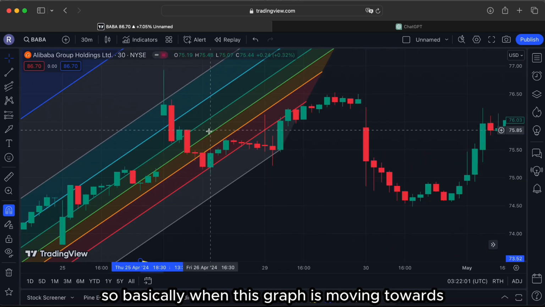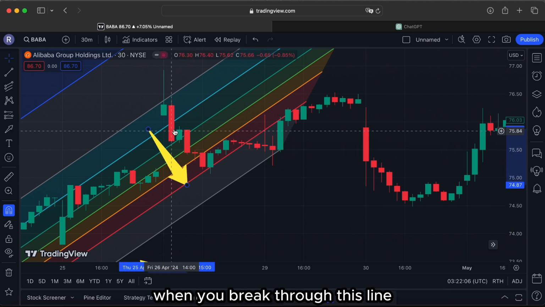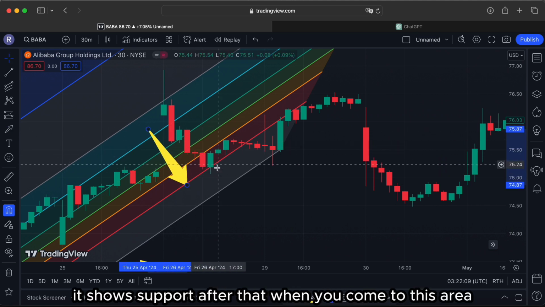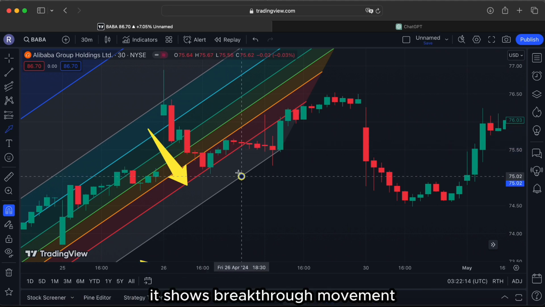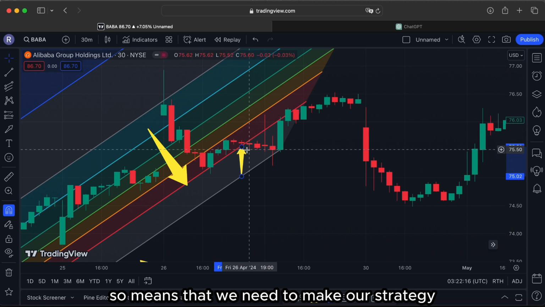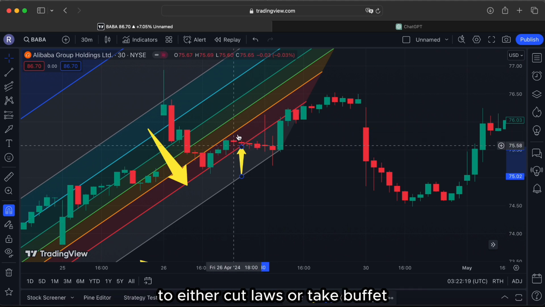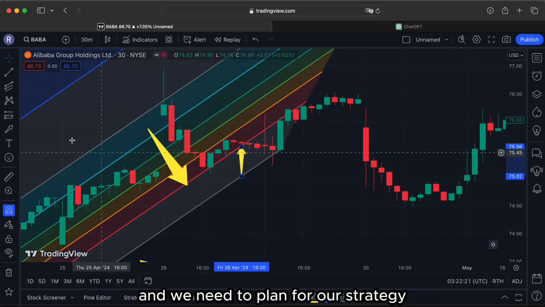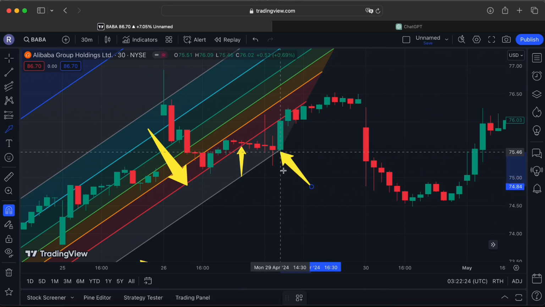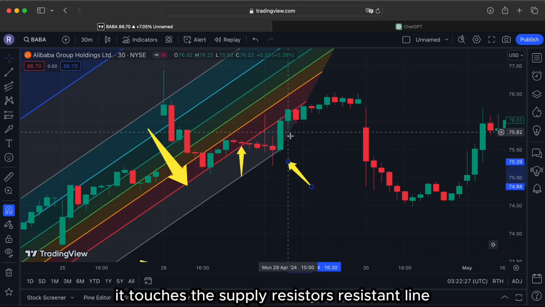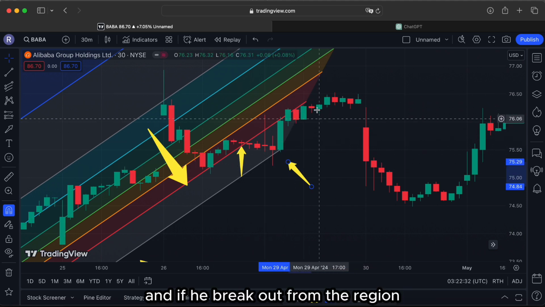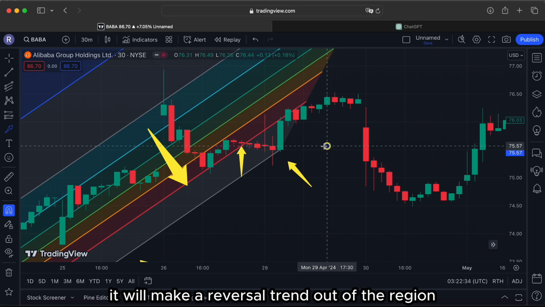So basically when this graph is moving downwards, when it breaks through this line, it shows support. After that, when it comes to this area, it shows a breakthrough movement. That means we need to make our strategy to either cut loss or take profit, and we need to plan our strategy. And as you can see at this area, it touches the support and resistance line and it will bounce back. And if we break out from the region, it will make a reversal trend out of the region.